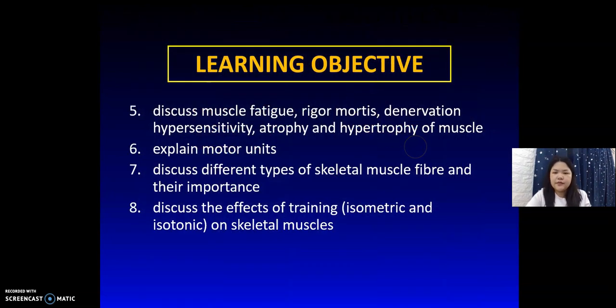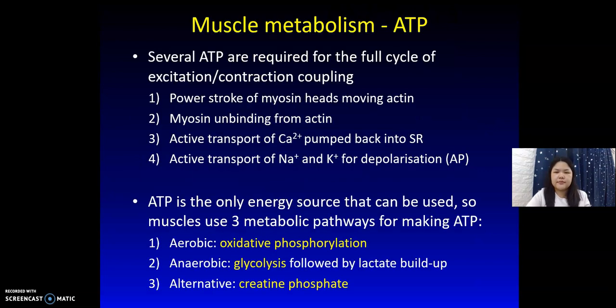Learning objective: discuss muscle fatigue, rigor mortis, denervation hypersensitivity, atrophy, hypertrophy of muscles. Explain motor units. Discuss different types of the skeletal muscle fiber and their importance. Discuss the effect of training, isometric and isotonic, on skeletal muscles.